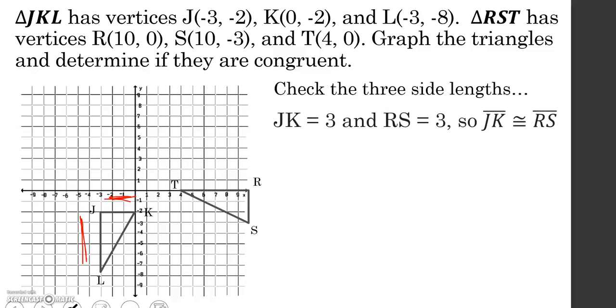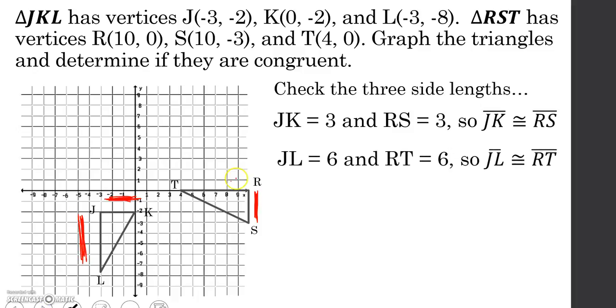So for the first one, JK, which is the short length here, that's length 3, and this short length here, RS, is also 3, so we know that JK is congruent to RS. Moving on to the next set here, we're looking at JL, which is the up and down one, and the left to right one, RT there. Those are both length 6, so we know that they're congruent.